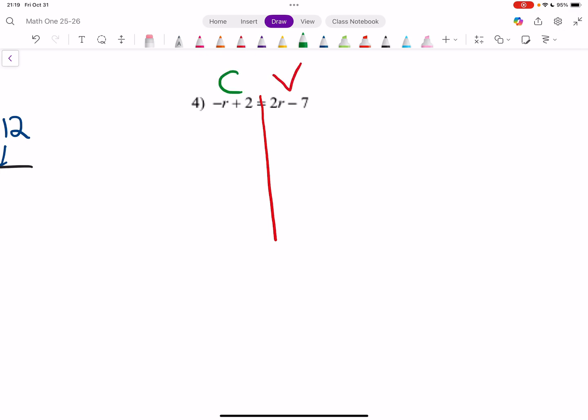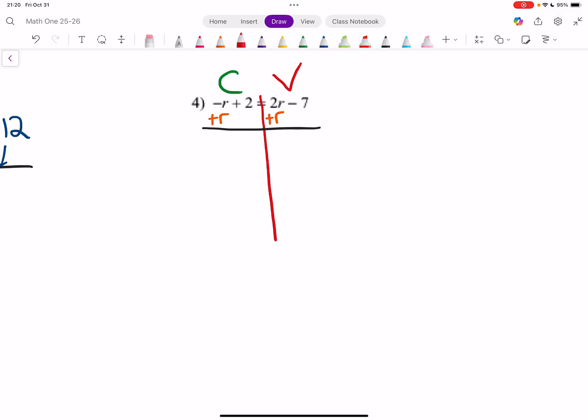Next, I need to determine a side for my variable terms and a side for my constant terms. Once again, I know that if I move this over to this side, then I will have a positive coefficient, which results in fewer steps overall. So I'm going to take the negative r and I'm going to add it. It's a negative 1r. Notice where I write it on both sides, making sure my like terms are lined up.